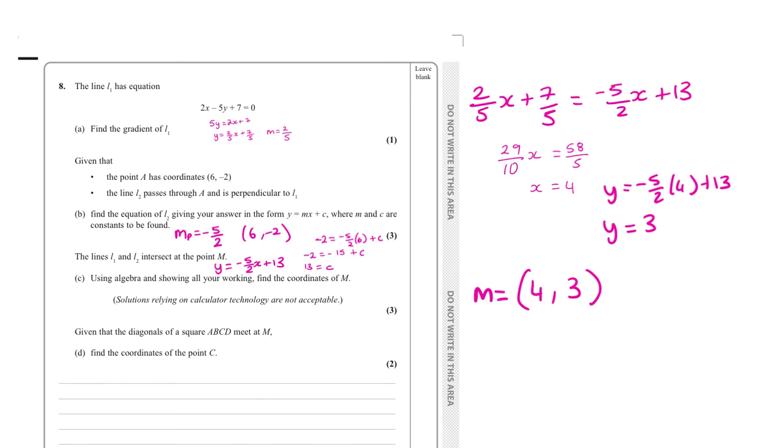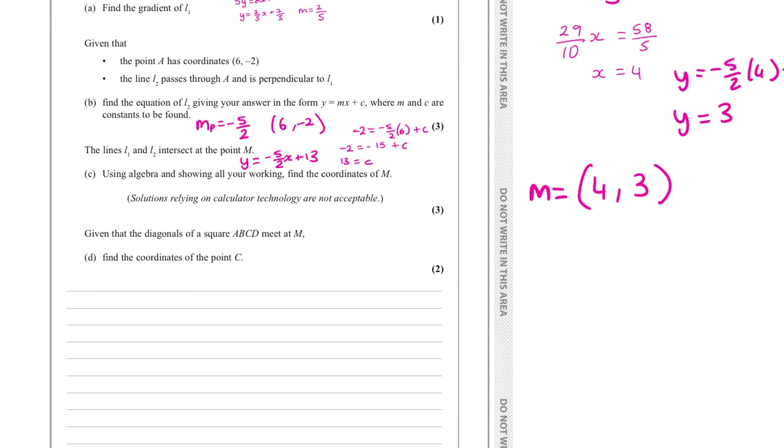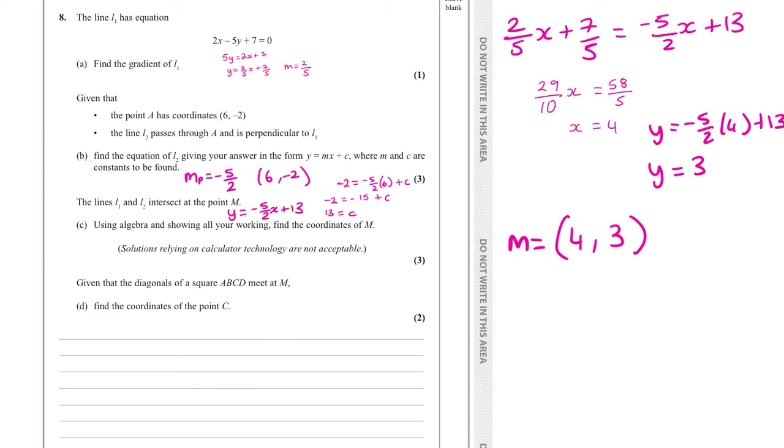Now, given that the diagonals of a square ABCD meet at M, find the coordinates of the point C. Right, where was A? A is 6, negative 2. You know what I said about drawing? I'm doing it. A is 6, negative 2, roughly. This is A. M is 4, 3. It's about here.